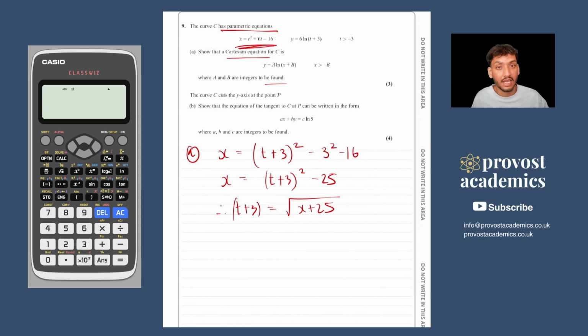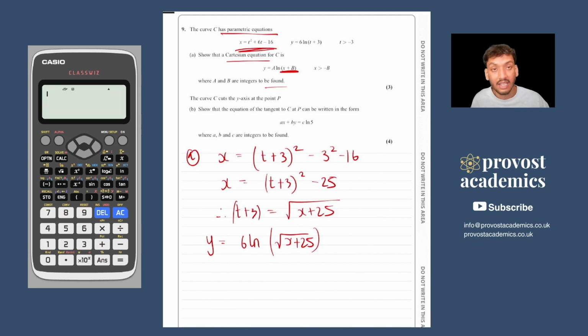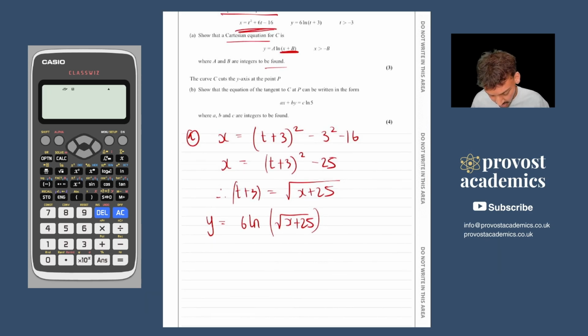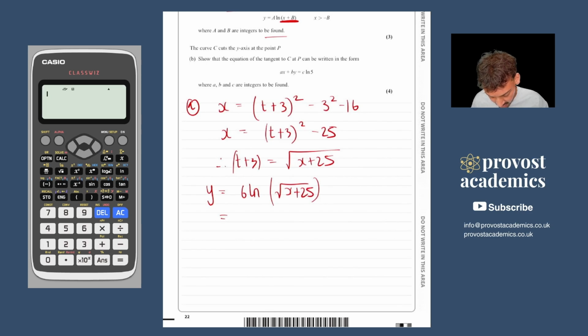Now we can sub this into the y equation to give us y equals 6 ln of the square root of x plus 25. Now the key thing here is that in the answer they've given us, we can clearly see there's no square root. So we actually need to get rid of the square root, and here we can use the log rules again. So I can say that's x plus 25 to the power of a half, and therefore y is equal to 3 ln of x plus 25.